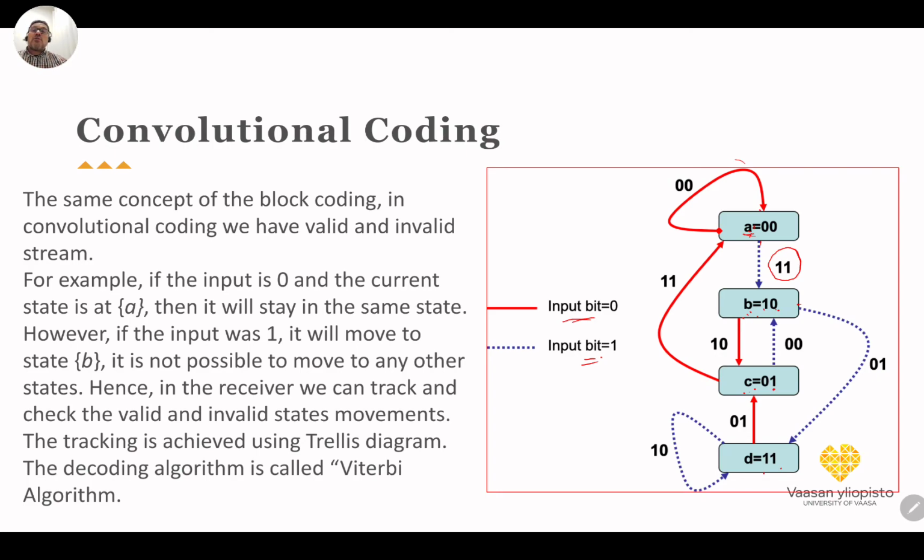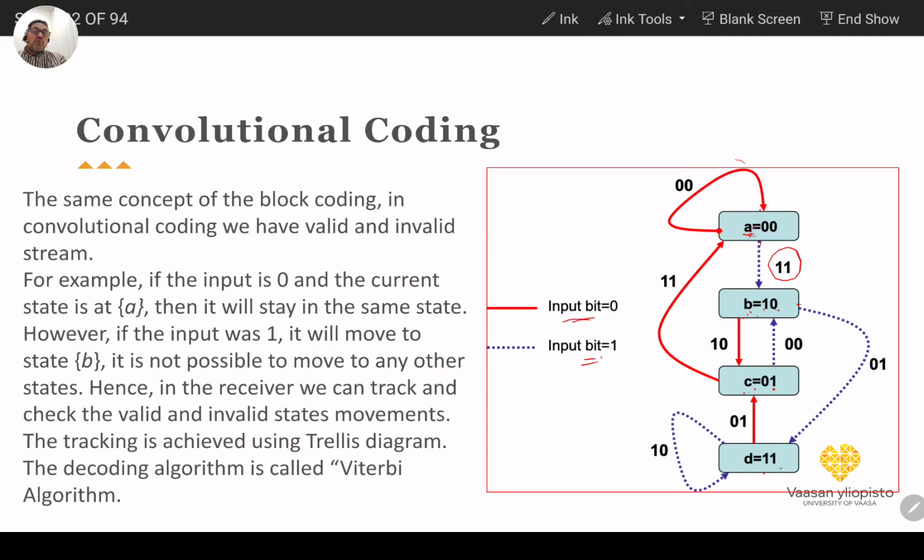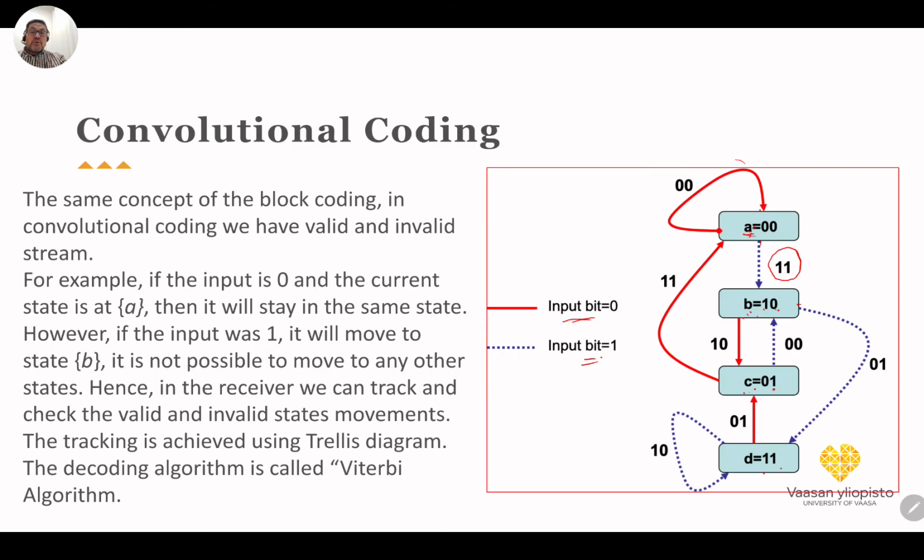The correction of this error is, of course, an NP problem, but there is a very easy-to-implement algorithm called the Viterbi algorithm, which can be used to find the minimum distance allowed movement, as we can see here. It is called a trellis diagram. In the trellis diagram, what we do simply is that we expand these states into the time domain. Okay, let us see how it works.